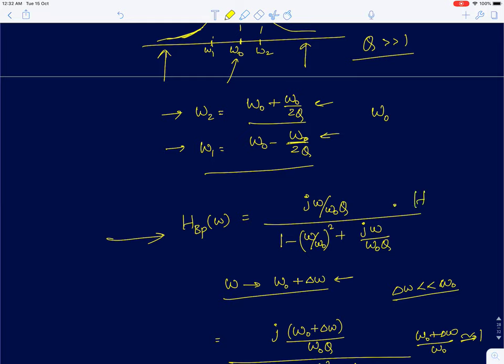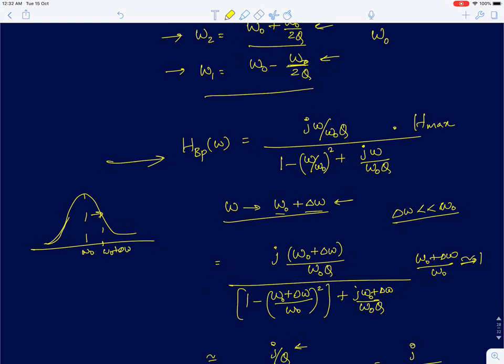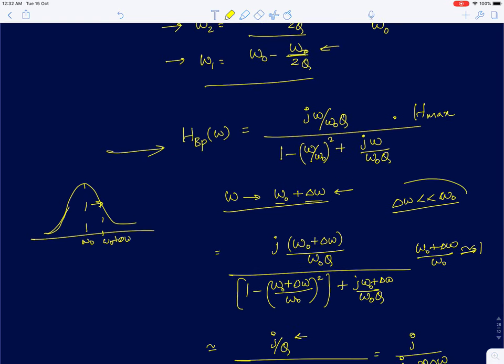And there is an H max here. We will try to evaluate it at omega naught plus delta omega, a small frequency delta omega away from omega naught. So we are trying to analyze what happens at a small frequency away from omega naught. Here again we are going to make the assumption that delta omega is much smaller than omega naught. So we are going to substitute omega with omega naught plus delta omega.